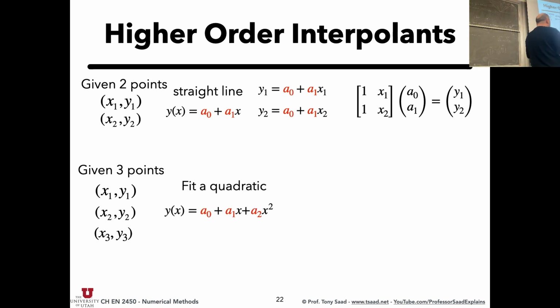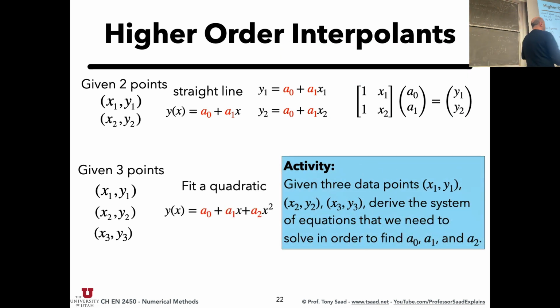So I claim that with 3 data points, you can fit a full quadratic of the form a0 plus a1x plus a2x squared. Now you see the reasoning behind this nomenclature. a2 corresponds to x squared, a1 corresponds to x to the 1, a0 corresponds to x to the 0. Okay?